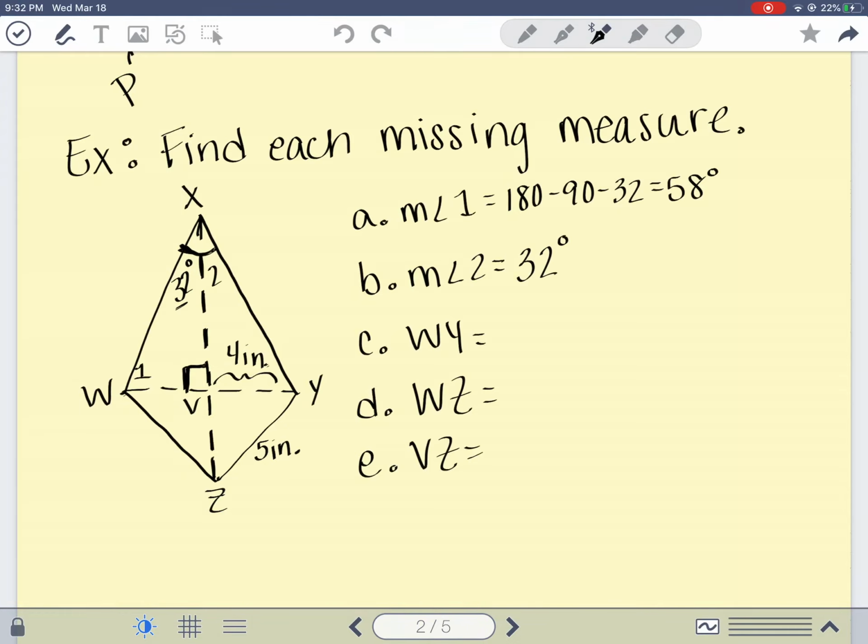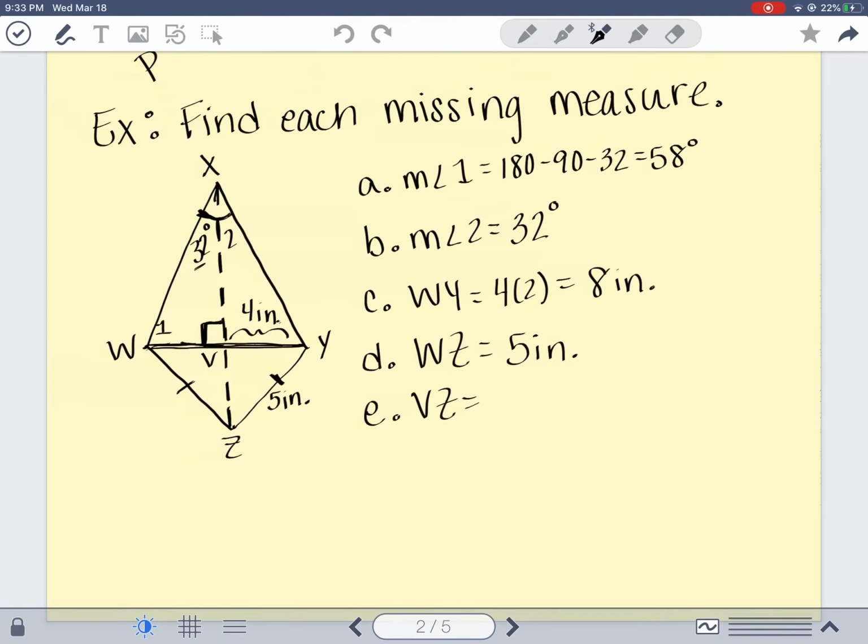All right, we want to find the length of segment WY. So we want to find this whole segment right here. Well, if half of it's 4, we just do 4 times 2, and we get that it is 8 inches. All right, next we want to find WZ. Remember, in the kite, those two shorter consecutive pieces right here are congruent. So that's an easy one. It's 5 inches.